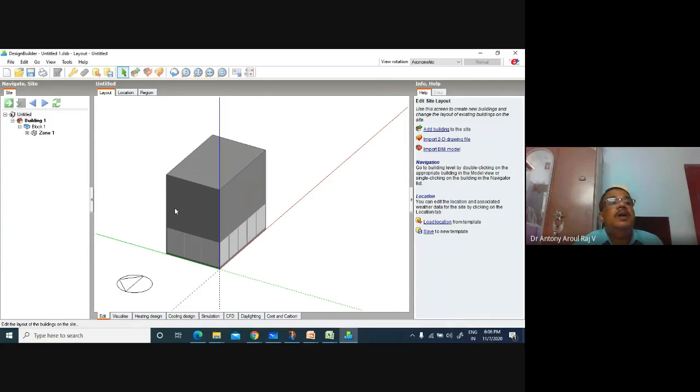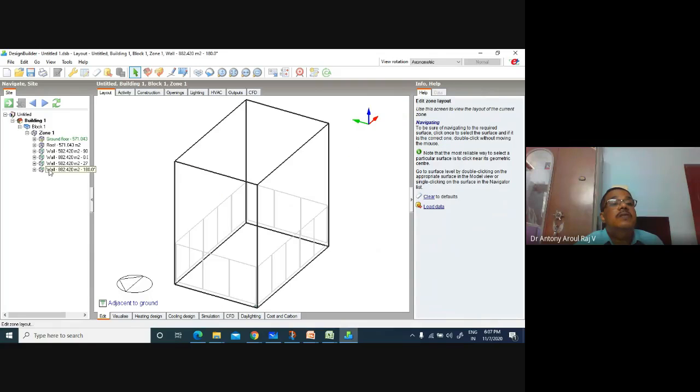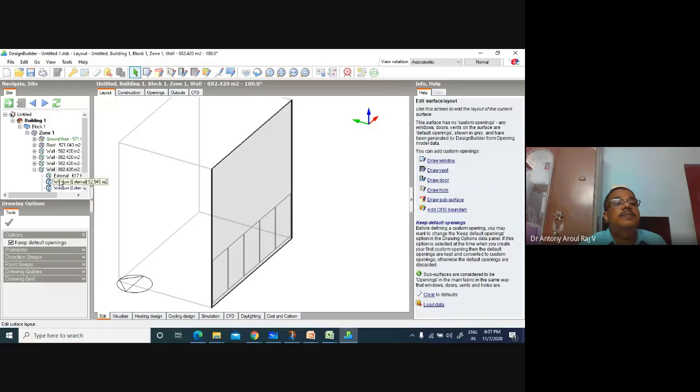When you want to go for external analysis, you should understand that there is a hierarchy in the building data. At the bottom you will have the wall, and in the wall you will have a few divisions, such as openings. You can see that in the wall you will have windows, and you will have the external wall, and after that the walls.